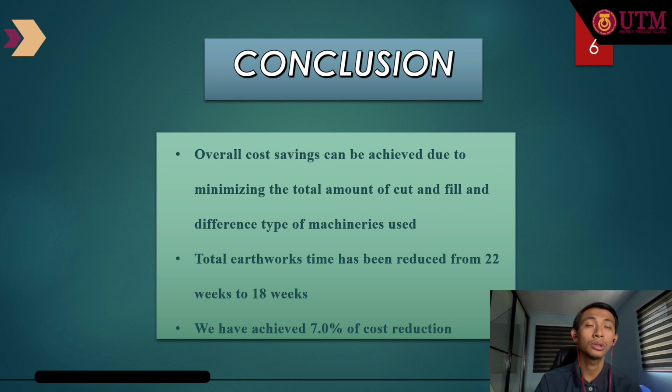Finally, for the conclusion of cost and estimation, overall cost saving can be achieved due to minimizing the total amount of cut and fill and the different types of machinery that we use. The total earthwork time has been reduced from 22 weeks to 18 weeks, which is less than we expected. We have achieved 7% of cost reduction, which can save some of our budget.